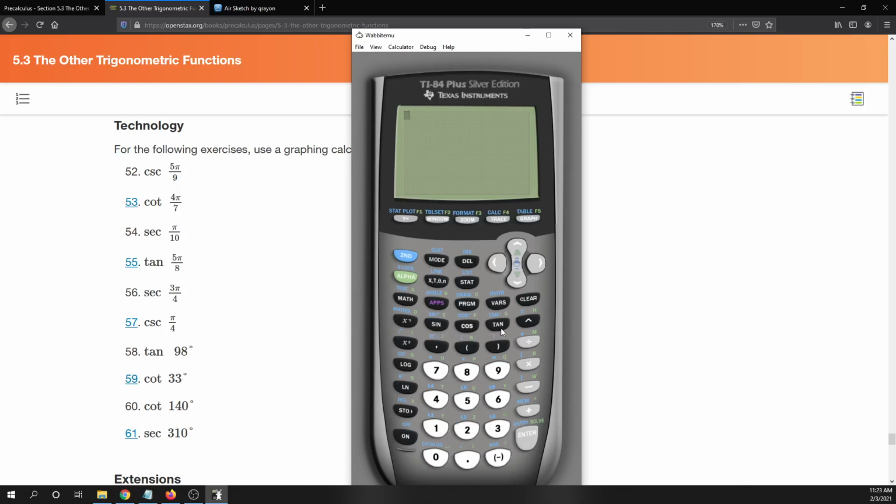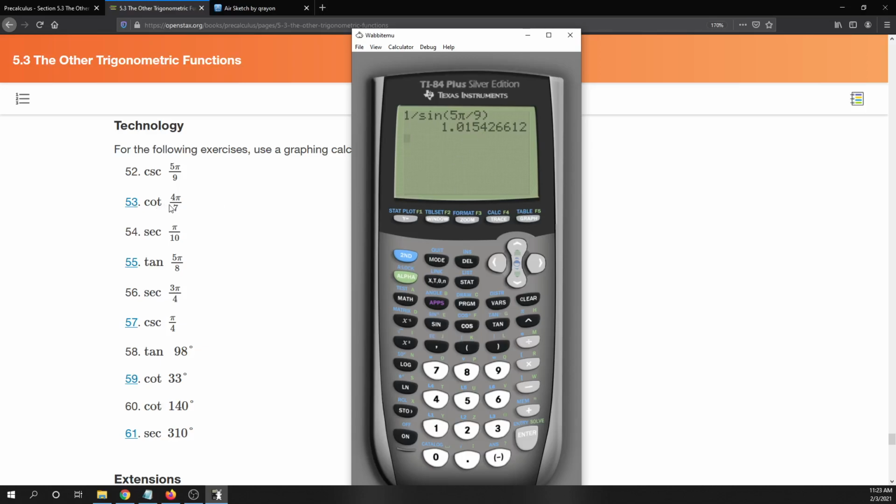All right, so you might ask, well, if there's no button, then how do I do it? You have to use those identities that we talked about in the previous section. Cosecant we know is 1 over the sine. So that's going to be 1 divided by sine of 5 pi over 9, like so. You're going to have to do that for cotangent too. There's no cotangent either, so you're going to have to do 1 divided by tan, and so forth. So 1 divided by this, and you get 1.0154.